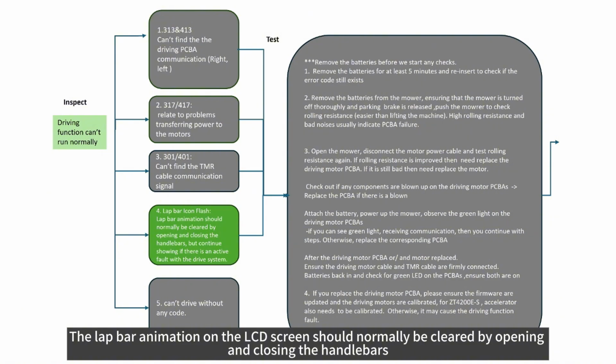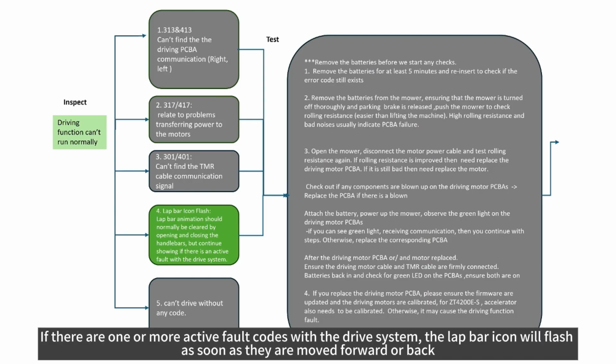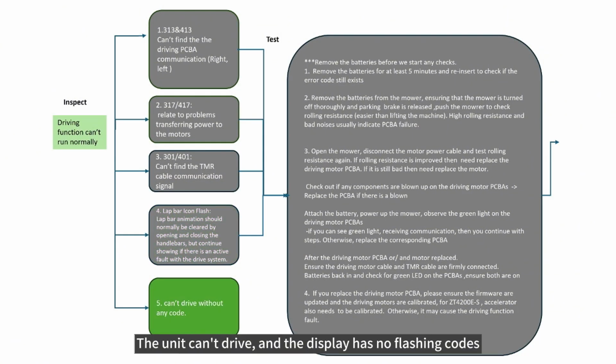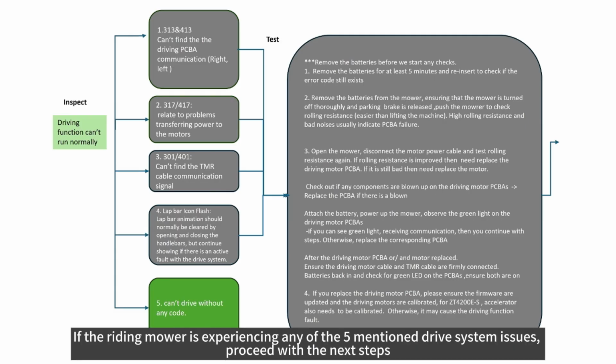The lap bar animation on the LCD screen should normally be cleared by opening and closing the handlebars. If there are 1 or more active fault codes with the drive system, the lap bar icon will flash as soon as they are moved forward or back. The unit can't drive, and the display has no flashing codes. If the riding mower is experiencing any of the 5 mentioned drive system issues, proceed with the next steps.